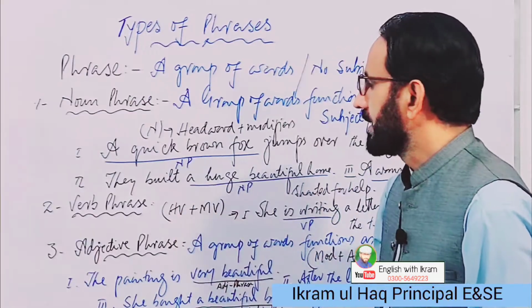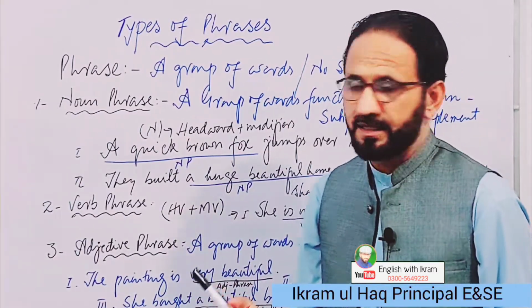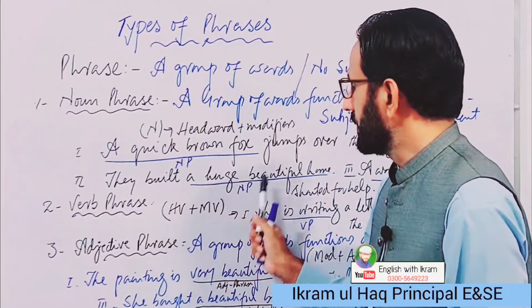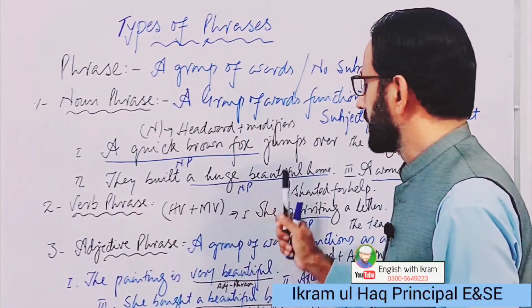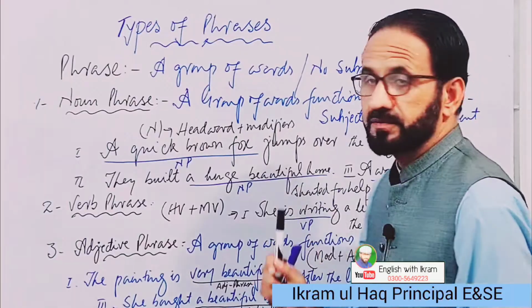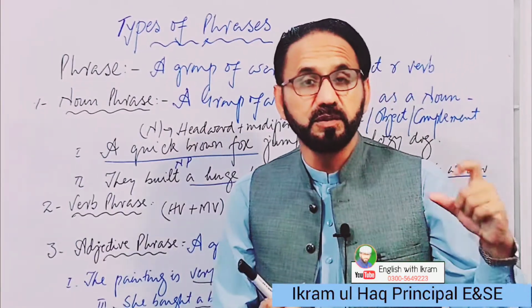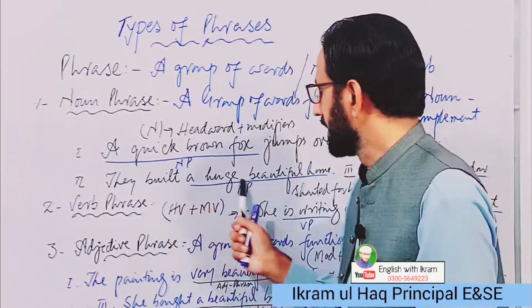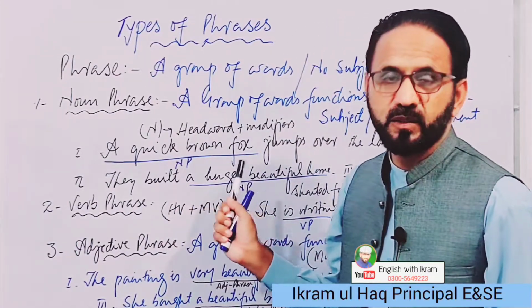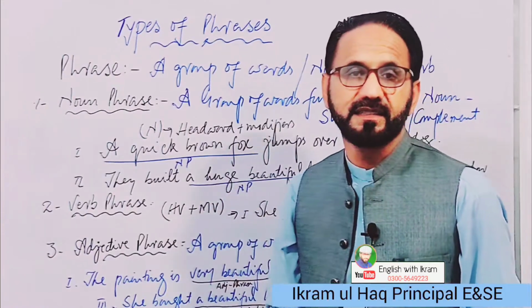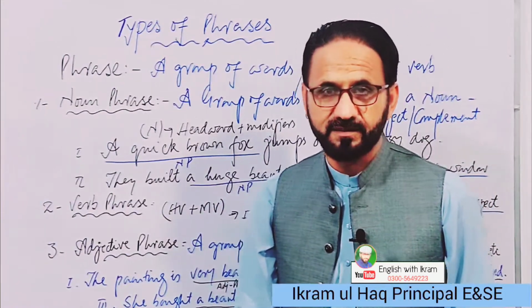Another example: they built what? A huge beautiful home. A huge, pre-modifiers; beautiful, pre-modifier; home. They built what? A huge beautiful home. So this is a noun phrase, a group of words functioning as a noun, and in this sentence it's the object of the sentence.